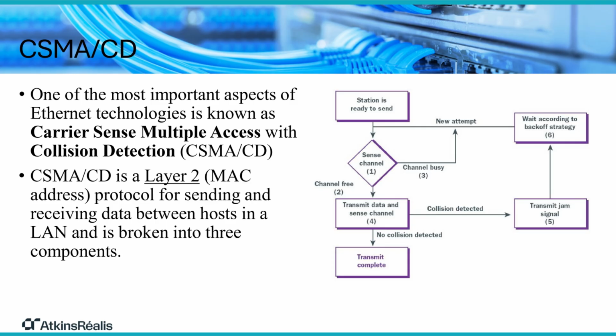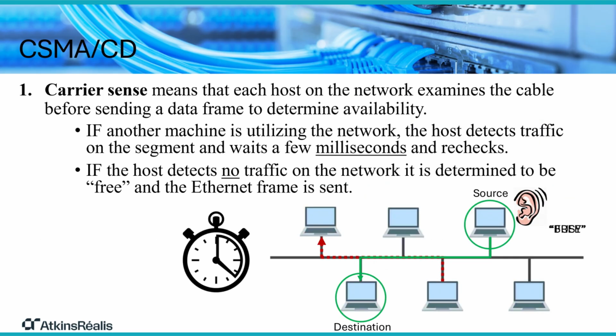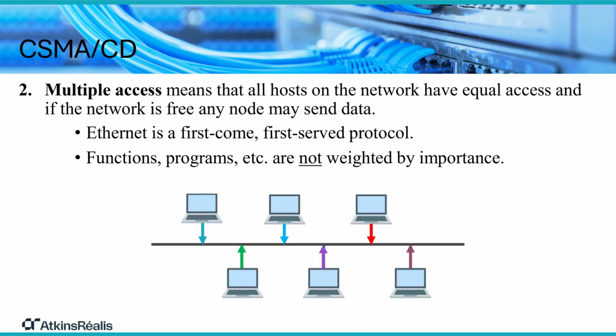Okay, break that down. First part, carrier sense. The device literally listens to the cable. If it hears traffic, it's busy. It waits a few milliseconds, checks again. If the line is free, it sends its frame. Then multiple access. That just means everyone has equal access. If the line is free, it's first come, first served.